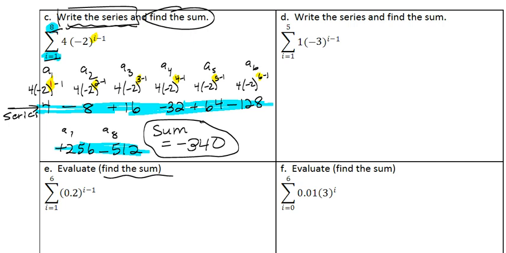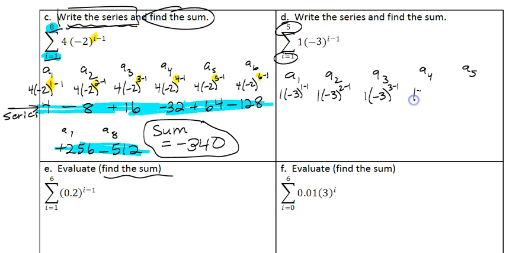All right, let's try another one. So again, this time I'm only going up to term 5, so that one will be a little nicer. So I'm going to write out the series, and then I'm going to find the sum. And so every single time I am plugging in my value for the i, since my variable is i this time. And I'm writing down that 1 in front, but I don't really need to, since that's not going to affect anything.